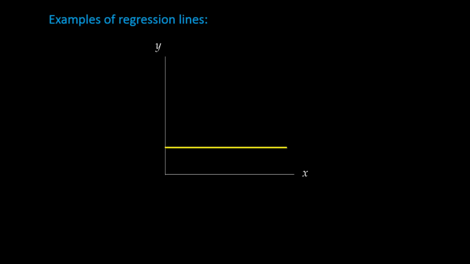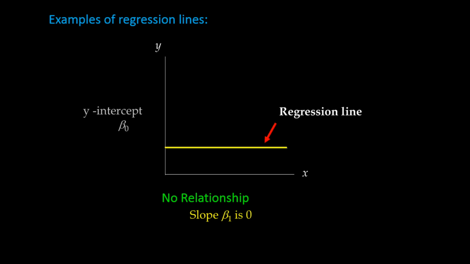Here is another example where we have a flat line across. This graph shows that as x increases, y remains the same, so there is no relationship between x and y. In this scenario, beta 1, the slope, would be equal to 0. So when there is no linear relationship between x and y, the slope is 0. The regression line is this flat line going across, and the y-intercept, beta naught, would be here where the regression line hits the y-axis.